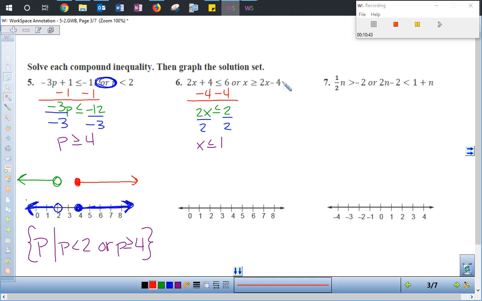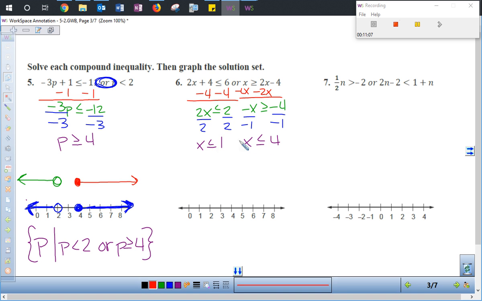And then my guy over here, I want to move all of the x's to the left side, so I'm going to subtract 2x from each side. Now x minus 2x is a negative x, greater than or equal to negative 4. Divide each term by negative 1. And since I divided by a negative, my symbol is going to switch. I'm going to have x is less than or equal to positive 4.